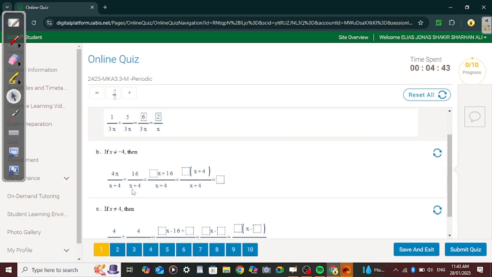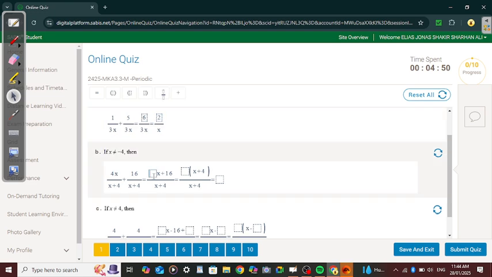4x over x plus 4 plus 16 over x plus 4. Both fractions again have the same denominator. We could just add both the numerators up. That would be 4x plus 16. And now they want the greatest common factor. So let's solve for that.